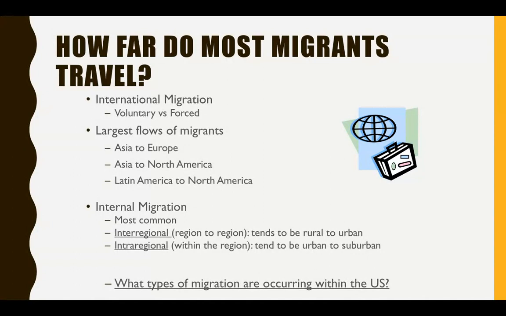And we see a lot of people leaving rural areas and going to more urban areas from one region to another. So a lot of people might be leaving rural areas in the northeast or in the Midwest and heading to places in the south or southwest to more urban areas. We also see intra-regional, which is within the region itself. And then we tend to see the most common intra-regional movement as people going from urban or cities into suburban areas around them. All right.